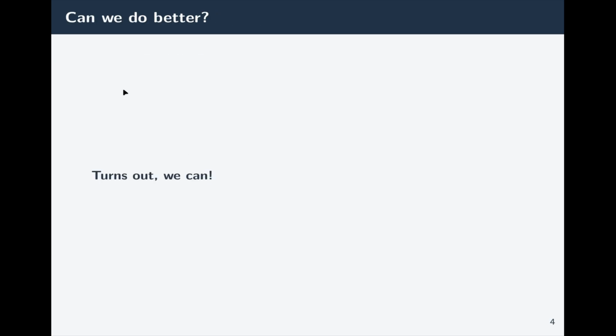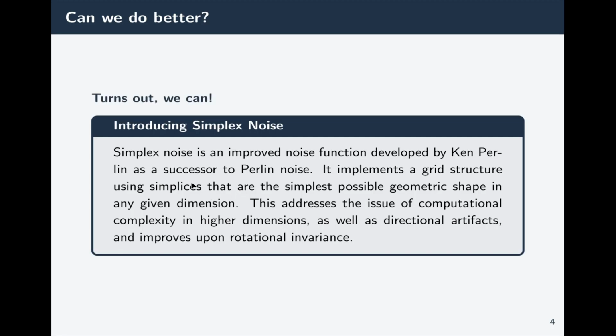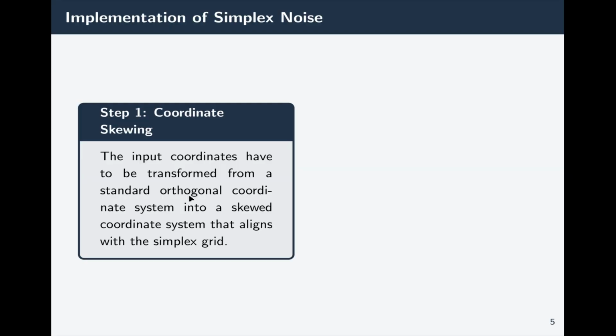Now, can we do better than Perlin noise? Turns out we can. Introducing Simplex noise. Simplex noise is an improved noise function developed by Ken Perlin himself. It implements a grid structure using simplexes, which are the simplest possible geometric shape in any given dimension. Let's see the implementation of simplex noise.